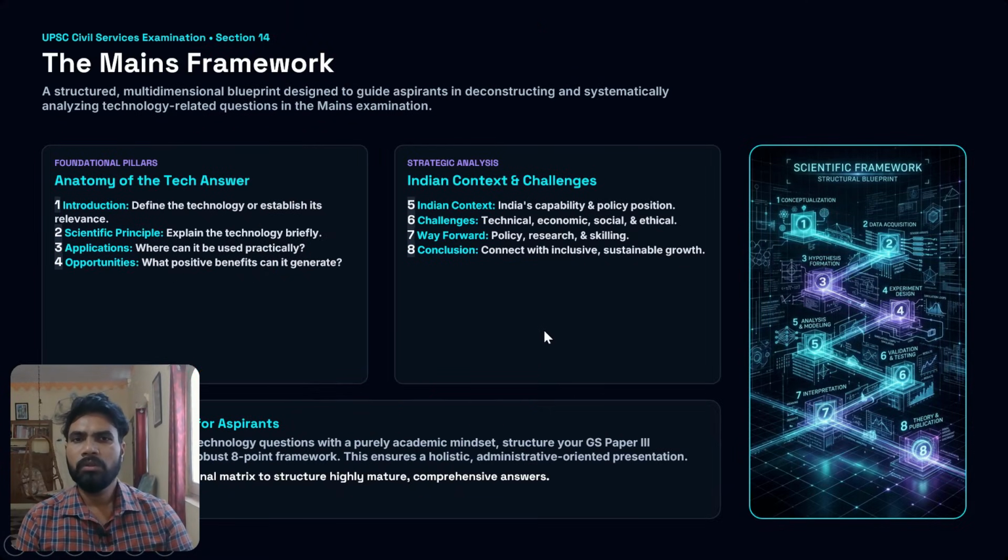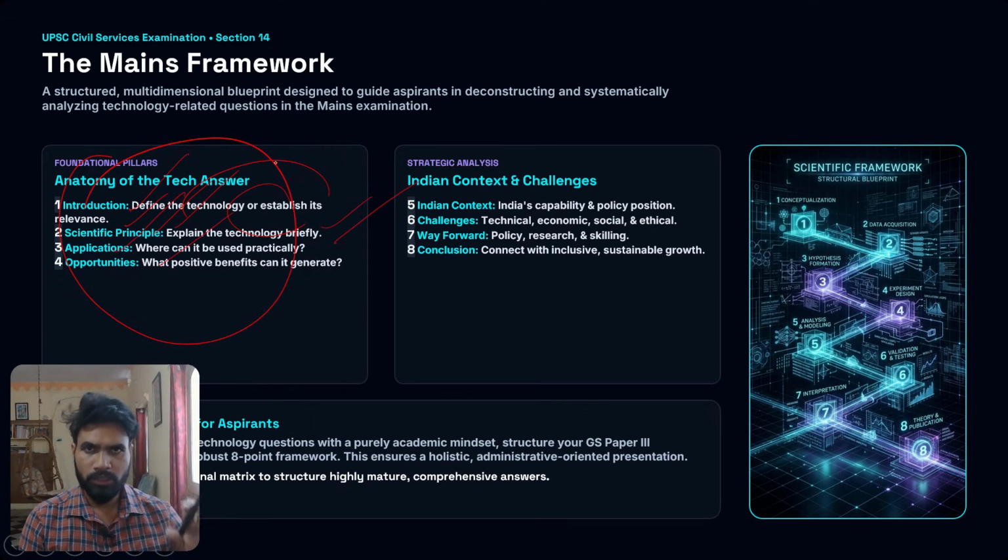Right. So the foundational pillars when you prepare science and technology for mains, the things you have to focus on: introduction. In the introduction, you have to define what the technology is, and you have to establish the relevance of the technology. Then you have to give its scientific principle and explain the technology briefly. Then applications: you should be aware of the applications, and you have to write about them. Then opportunities, which means what further we can get from the technology.